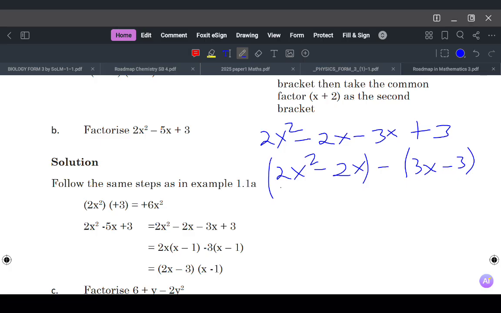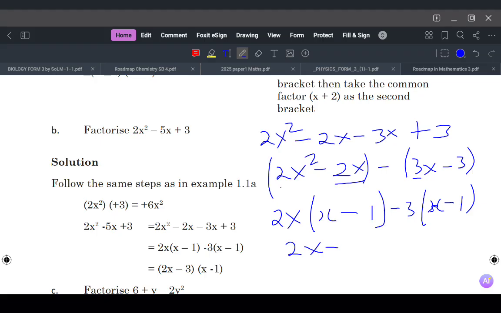So you can see 2x is common, so you can take it out. And then we have x minus 1. Then a 3 is common, so you take it out. Then x minus 1 again. So that the terms now will be paired up. We have 2x minus 3, which will form the one bracket.